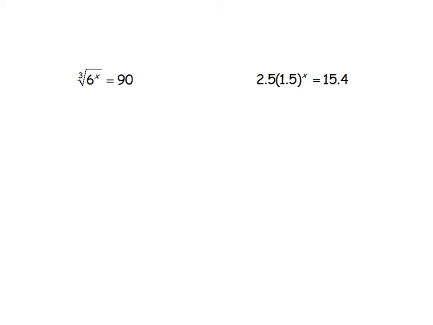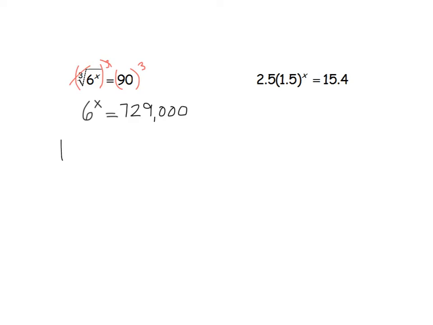Well, how do we get rid of a cube root? We use the inverse operation, which is to raise it to the 3rd power, or cube it. We need to therefore cube both sides of our equation. The cube root and the cube are going to cancel out on that side. And then we're going to be left with 6 raised to the x power equals 729,000.